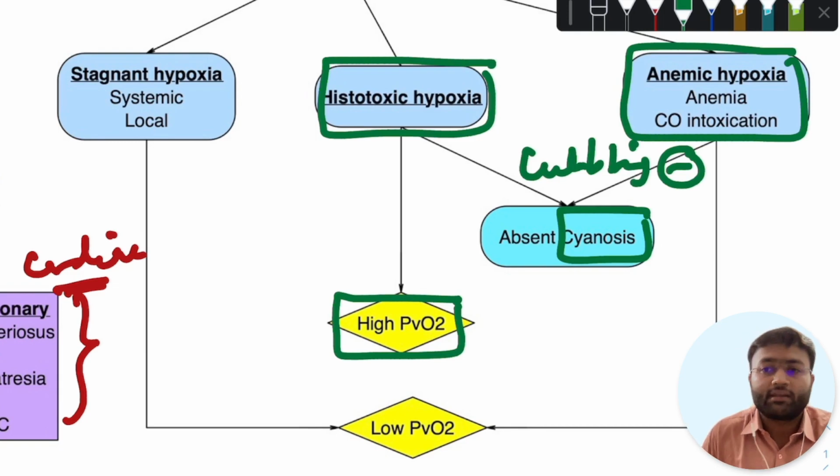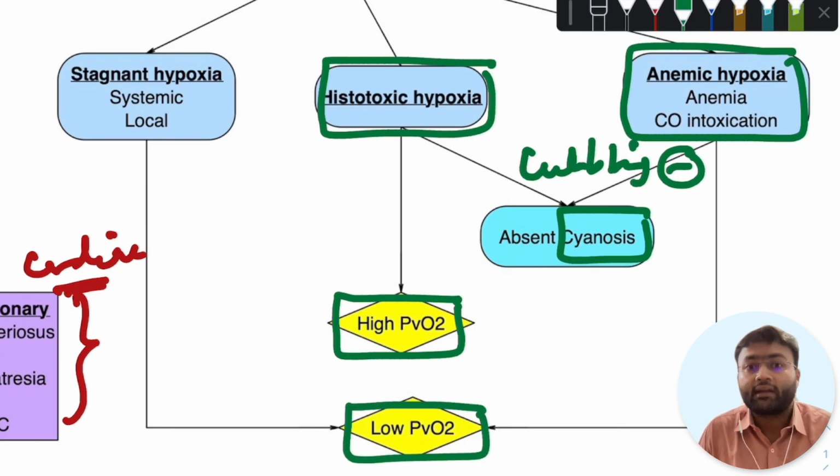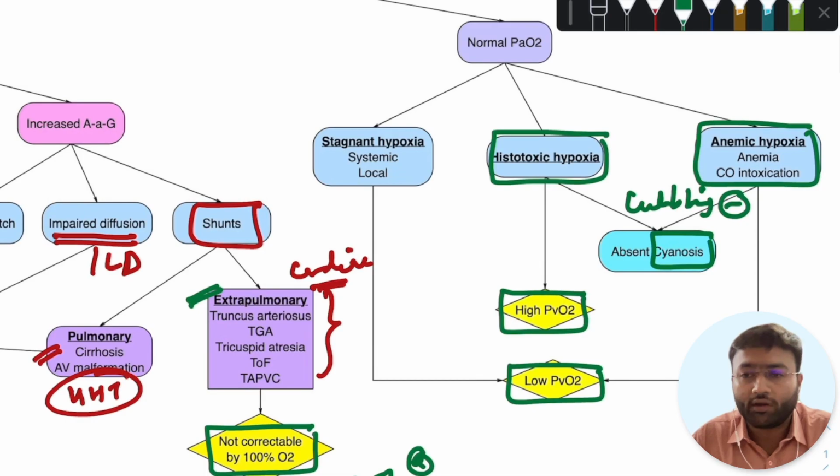In stagnant and anemic hypoxia, either the hemoglobin does not have enough oxygen, or because of stagnated blood flow, there is increased extraction from the blood, and thus this will give rise to a greater than normal low level of the venous oxygen content. This is the defining feature on the laboratory assessment for hypoxia.